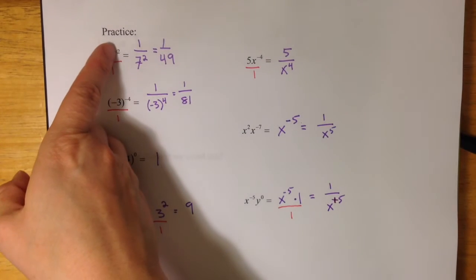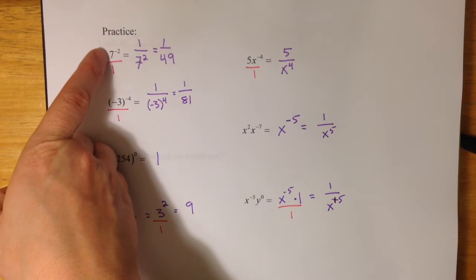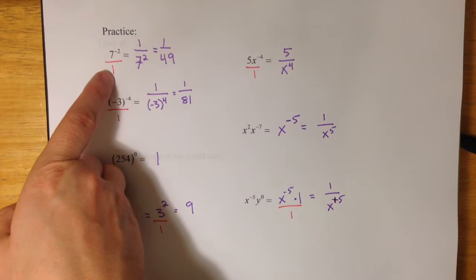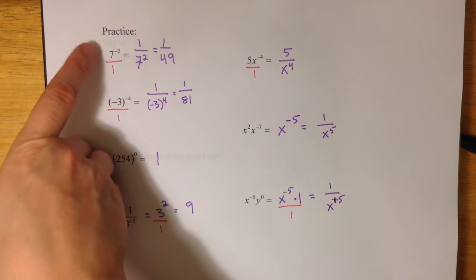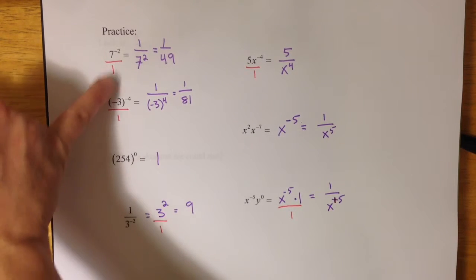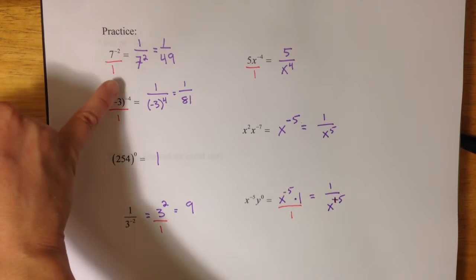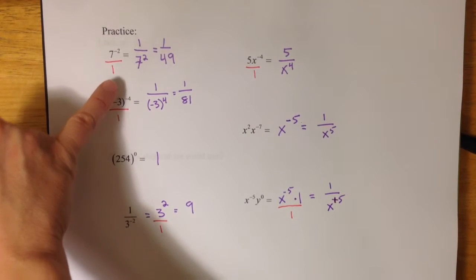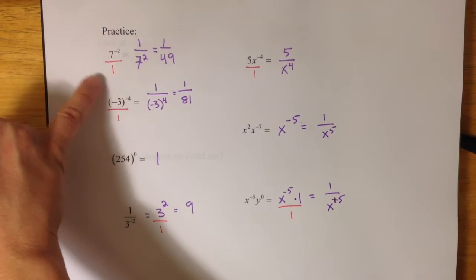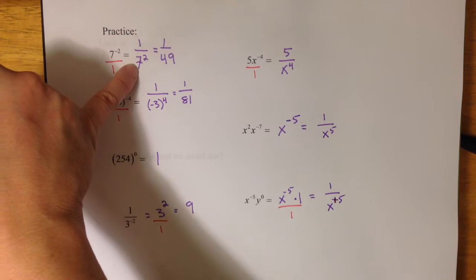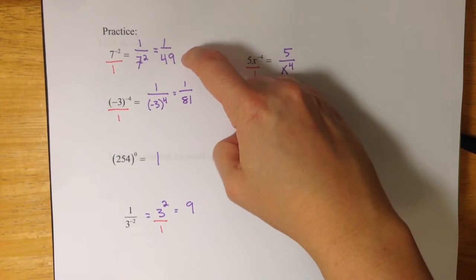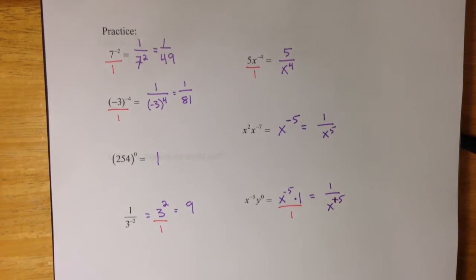For 7 to the negative 2, I thought about this as being 7 to the negative 2 over 1. If it helps, you can always take your expression and put it over 1 so that you can see both sides of the fraction. Then I moved the 7 downstairs, which changed the exponent from negative 2 to positive 2. This 7 to the negative 2 leaves behind a positive 1 on top. 1 over 7 squared is the same as 1 over 49. So there's my answer for the first one.